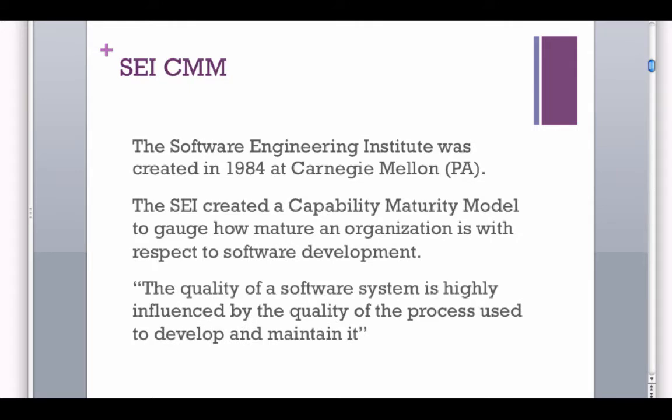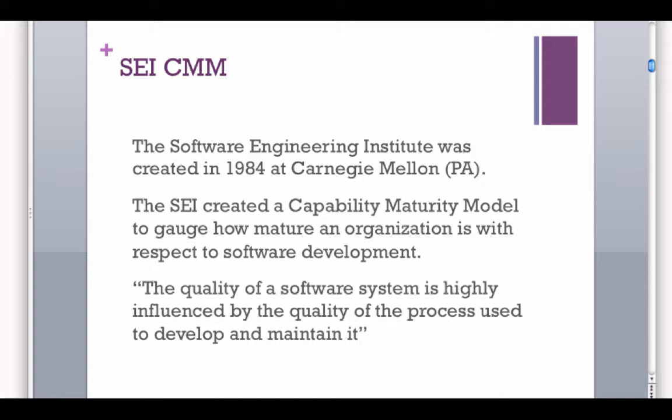So the software engineering community realized that a process was very important early on. In the early 80s, there was an organization called the Software Engineering Institute that was created at Carnegie Mellon University. And the Software Engineering Institute created the Capability Maturity Model, which is used to gauge basically how mature an organization is with respect to building software.